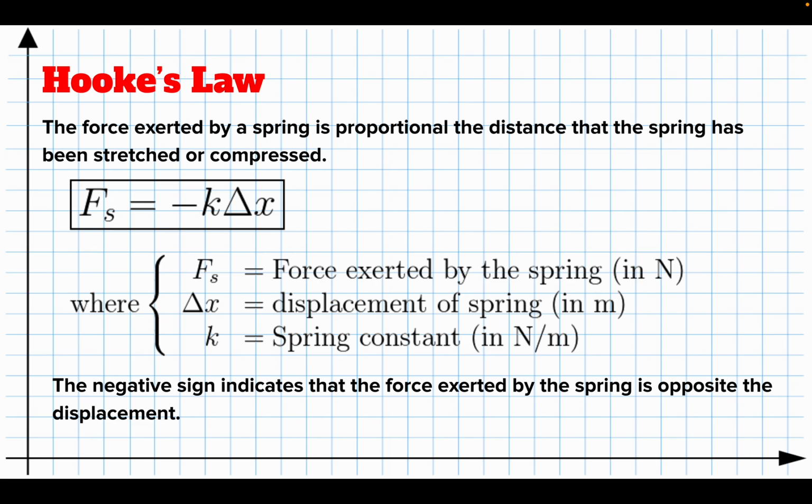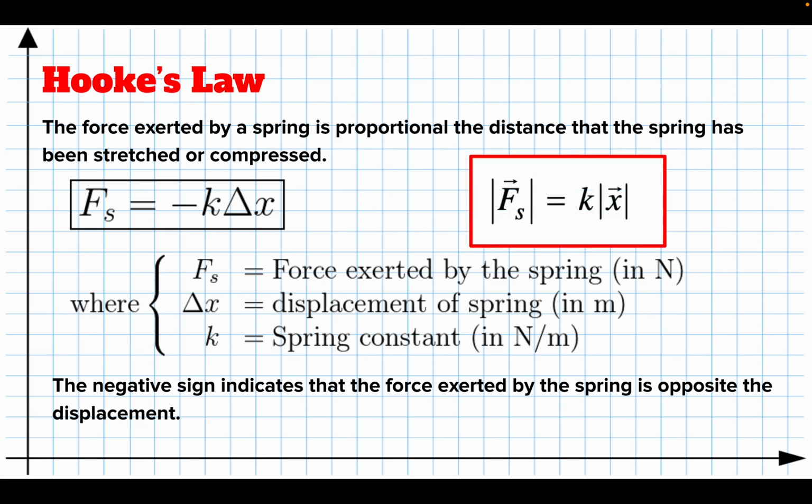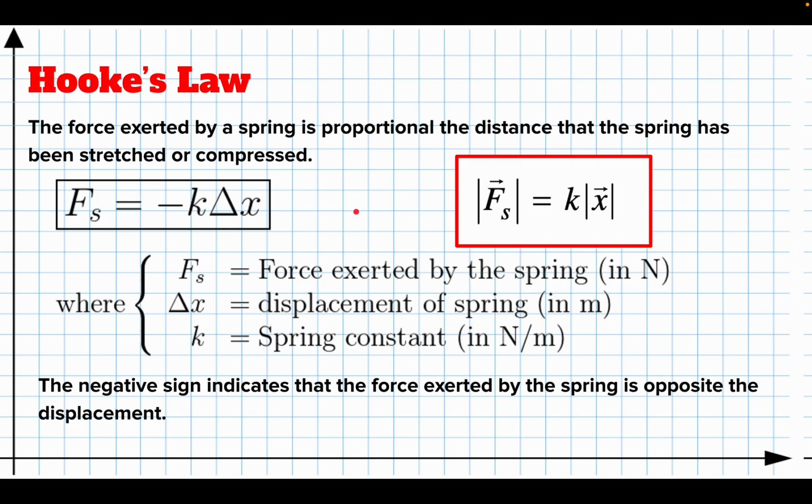On your AP reference sheet, it's written slightly different. If you find your AP reference sheet and look down there on the left-hand side, you'll see the equation looks like this. What they actually do is they handle the negative by just putting absolute values. So in the equation they give you, the magnitude of the spring's force is equal to K times the magnitude of the displacement. But you also just need to know that whichever way you displace it, the spring exerts an opposing force. All right, so that's what we call Hooke's law.